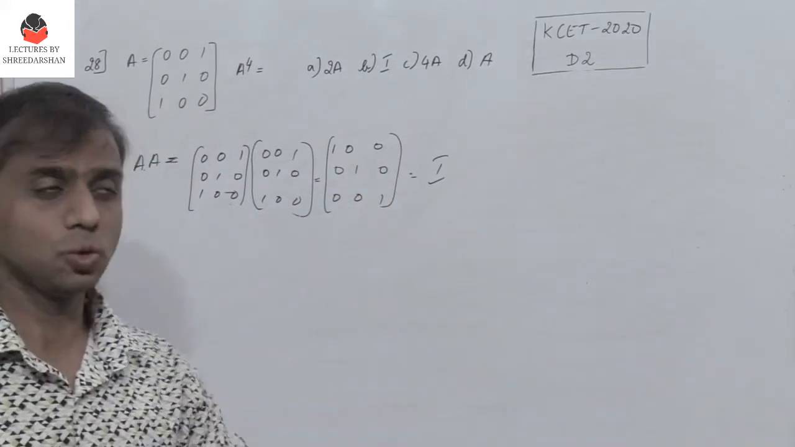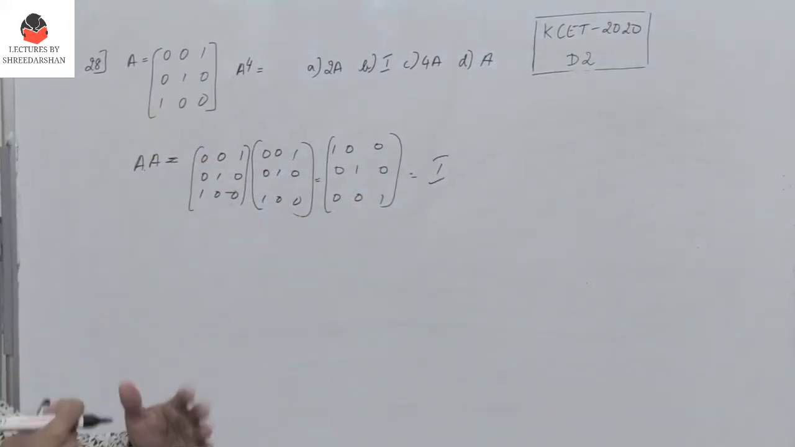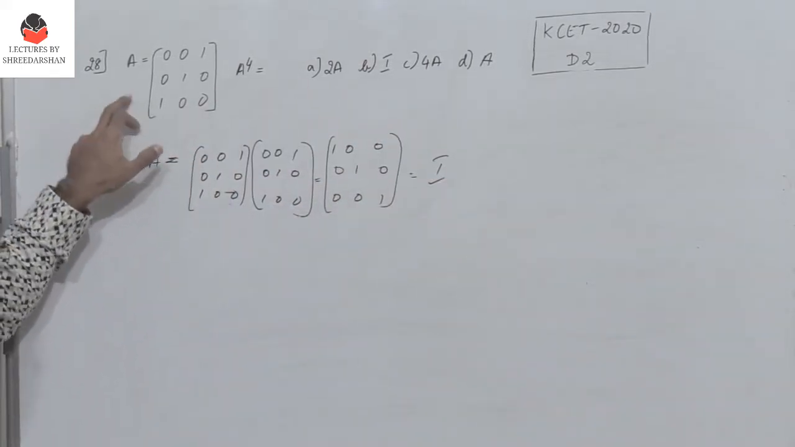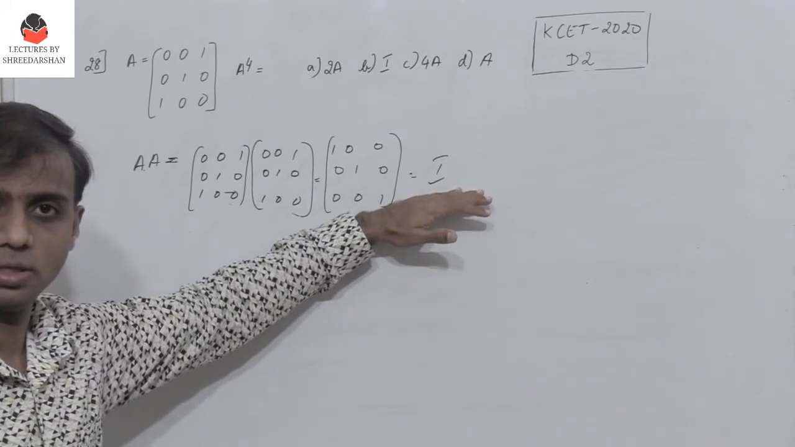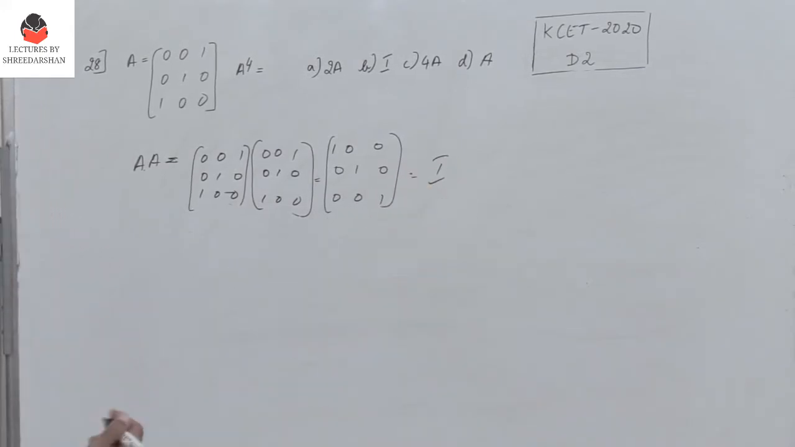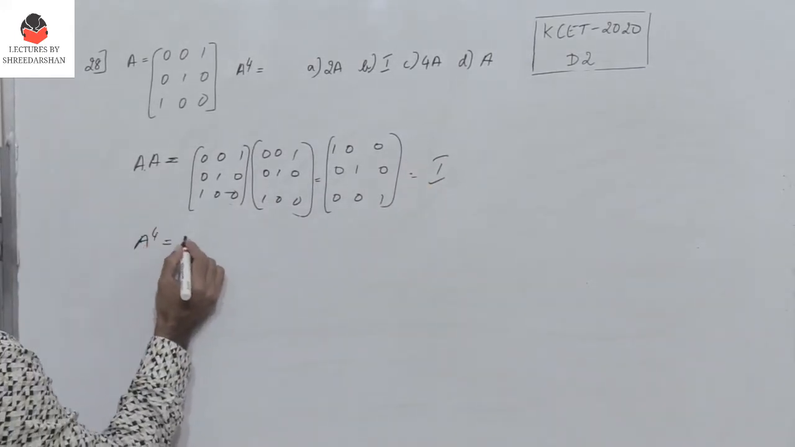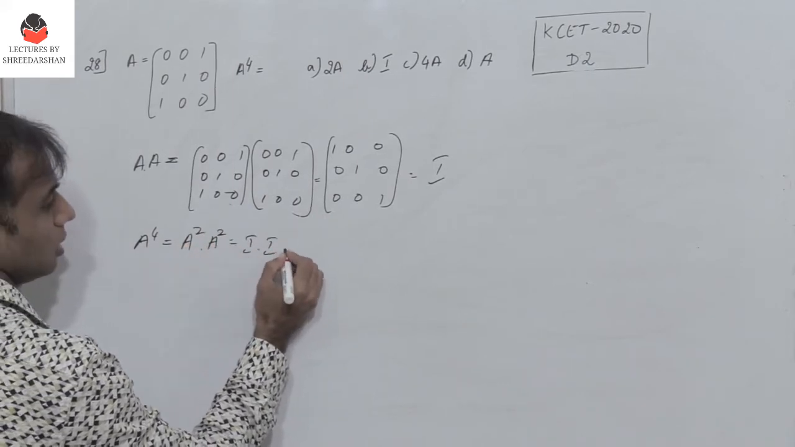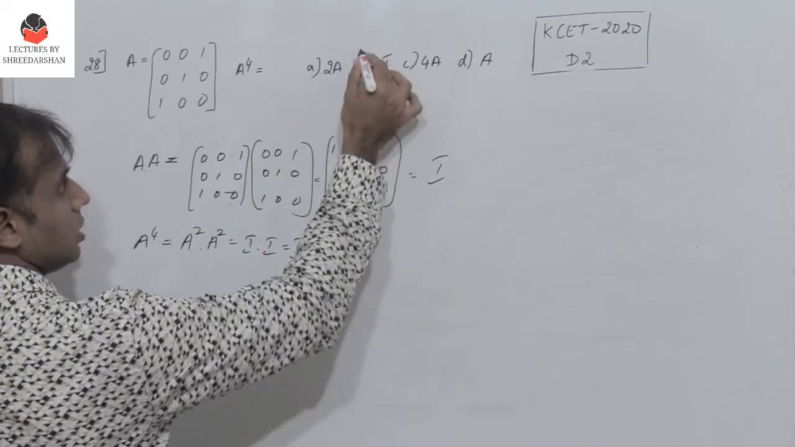So all you need to do is, if you get a matrix which is the mirror image of the identity matrix, then the square of that matrix is the identity matrix I. So I need A power 4, which can be written as A square into A square, which is I into I, which is I. So the answer is B.